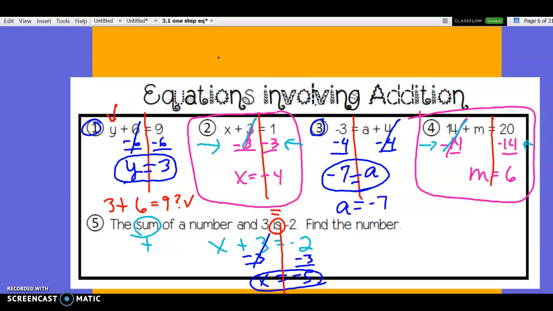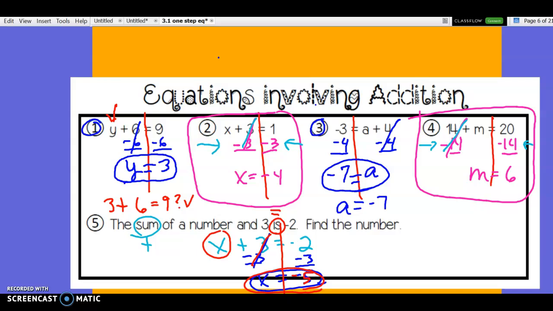Again, focus only on the side where you see the variable. I see it right here. I want to get that all alone. So I'm going to subtract 3 from both sides. These cancel, and negative 2 minus 3 gives me negative 5, and that's my answer. Notice all of my work. I want to see your line drawn down. I want to see what you subtracted from both sides, and I want to see your answer. All right, so that's how you solve equations that involve addition.